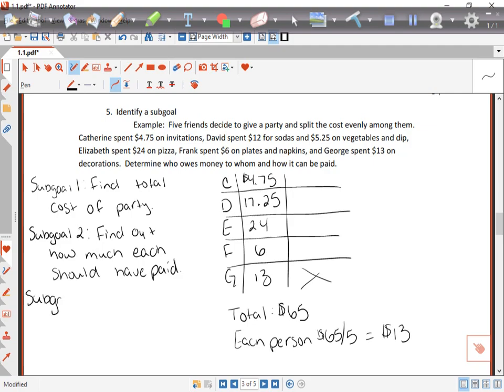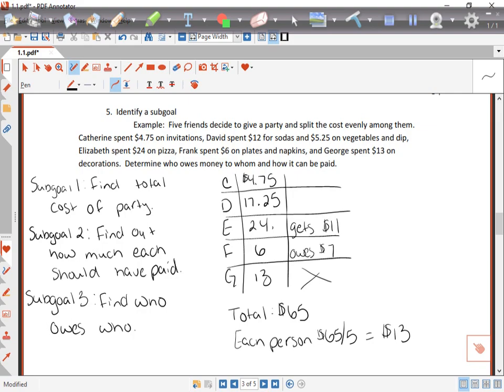Our sub goal 3, find who owes who. Now there's lots of different ways this can be done. I'm going to start with the whole numbers. Elizabeth has paid $24, so she paid too much, so she should get $11 back. Frank only paid $6, so he owes $7.